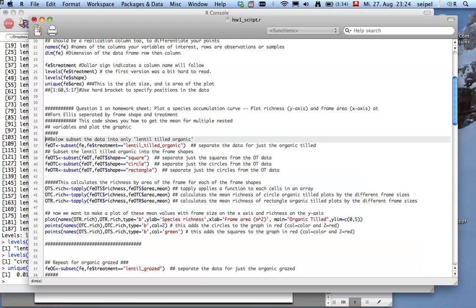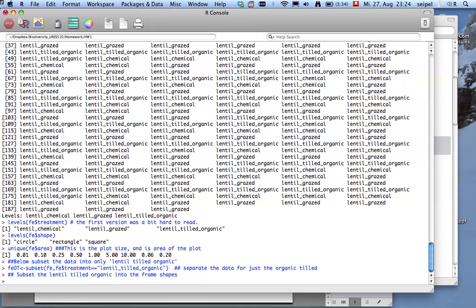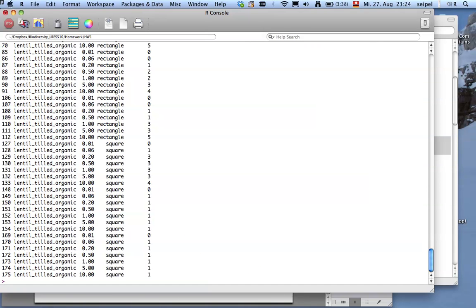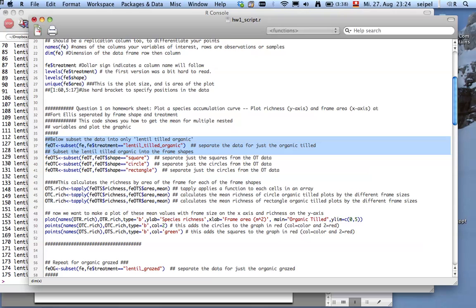The first thing I did here was to use the subset command to subset everything that has a treatment level that equals lentil tilled organic. That's in the blue highlighted right there, and I'm just going to execute that. If you look at your line, you see I got no errors, nothing in red, and now we have a subset of the data set, an object called FEOT, which is the data set where everything is subsetted to lentil tilled organic.